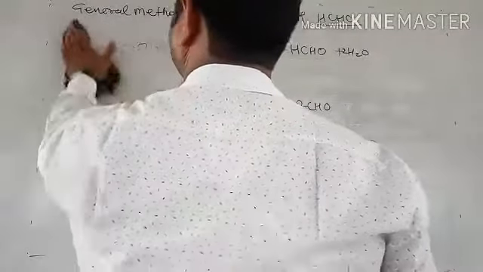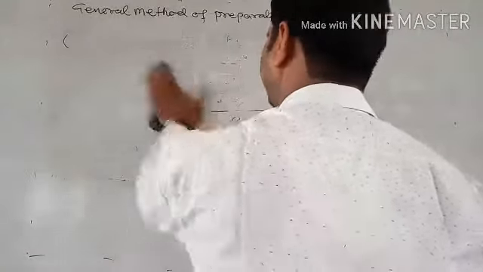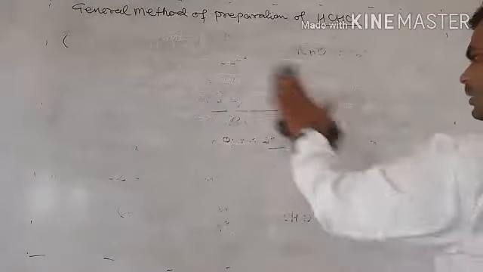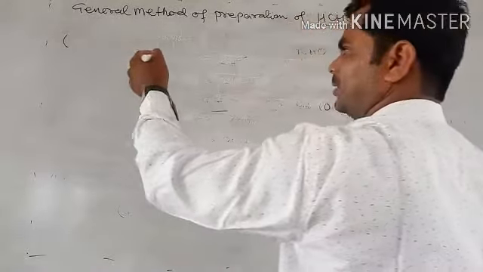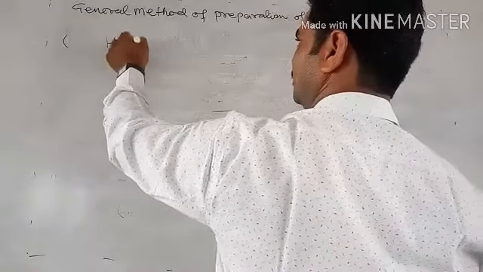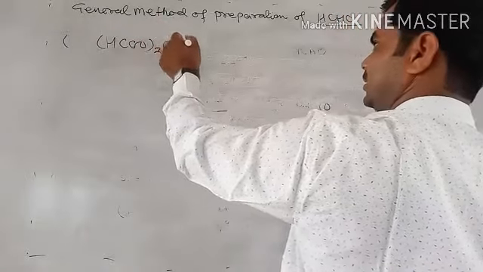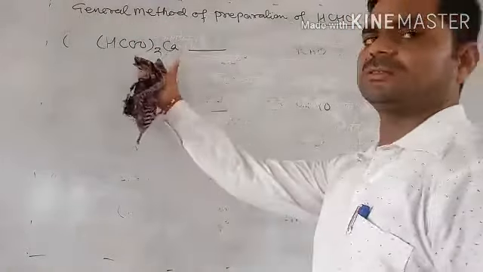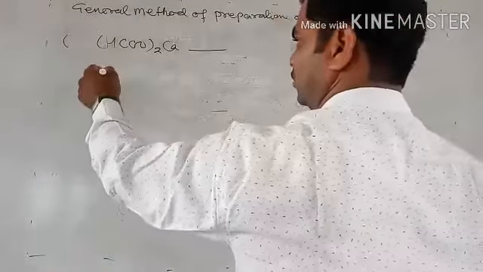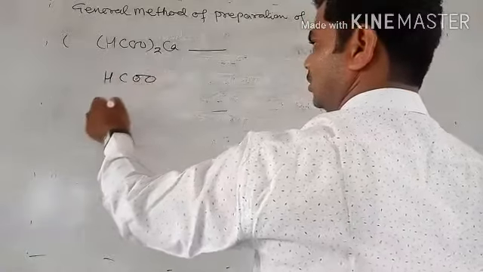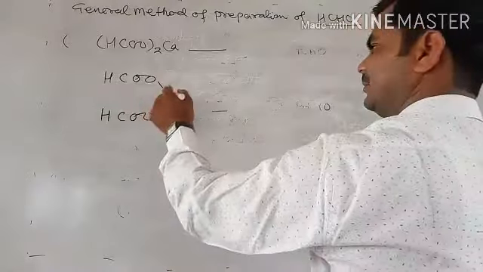Now, formaldehyde can also be formed by heating calcium formate. When we heat calcium formate, formaldehyde also forms. The chemical formula of calcium formate is (HCOO)2Ca. We can write it as two molecules of HCOO, and both HCOO are joined with the calcium atom.